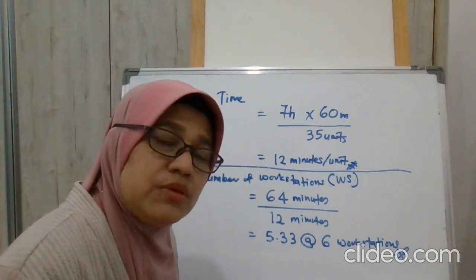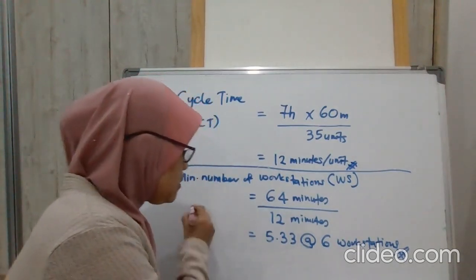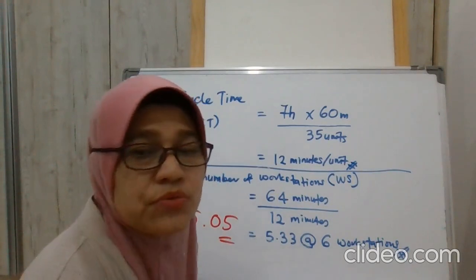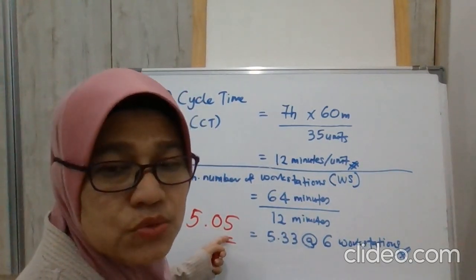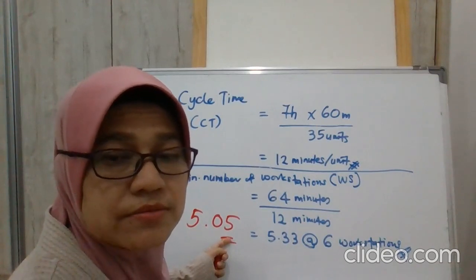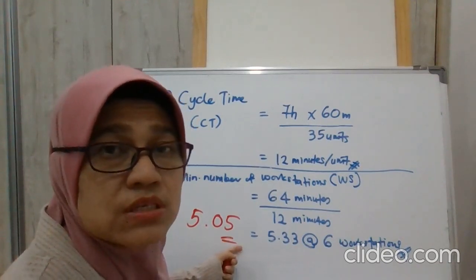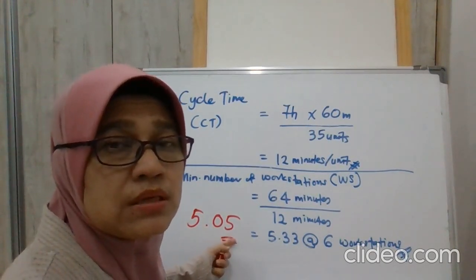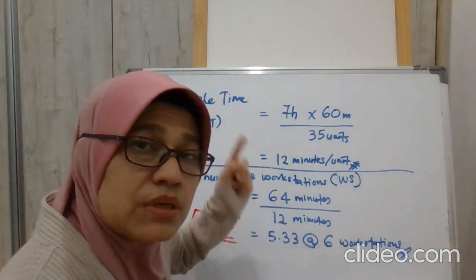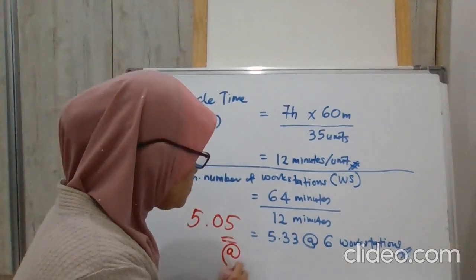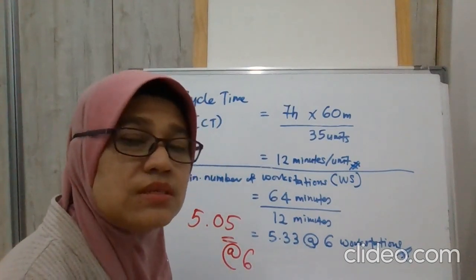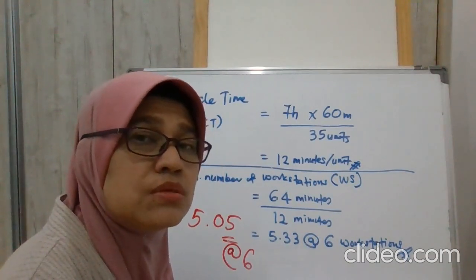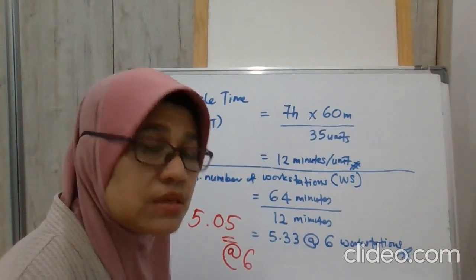If you get, let's say, 5.05 workstations like this, should it be 5 workstations or 6 workstations? It should be 6 workstations as well. So it should be rounded up as well. Apa saja ada lebihan di belakang ni, it must be rounded up. Rounded up maksudnya naik atas satu lah. 6 workstations. Only for this question, we do not use the rule of mathematics. It is a special case.